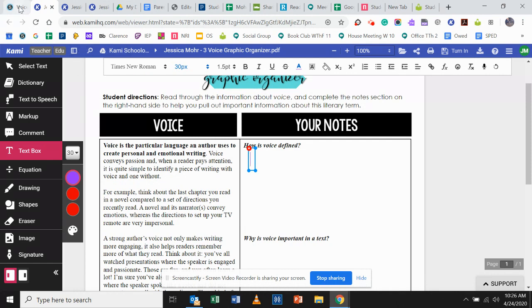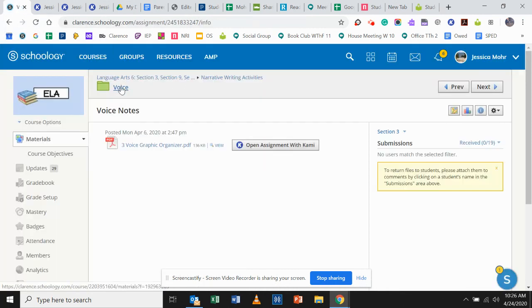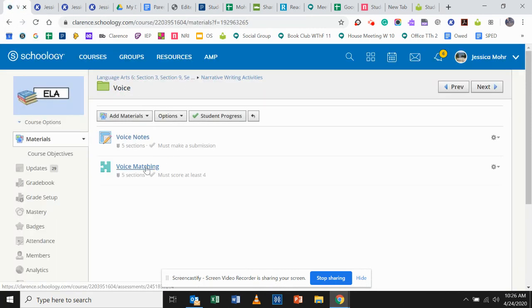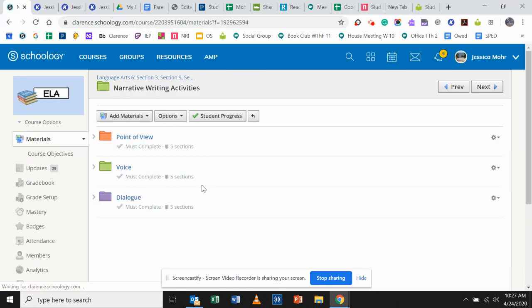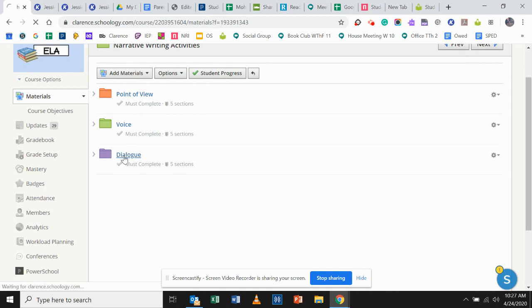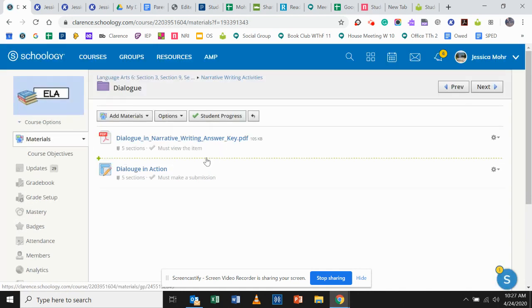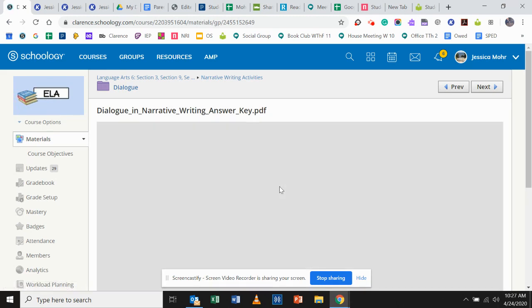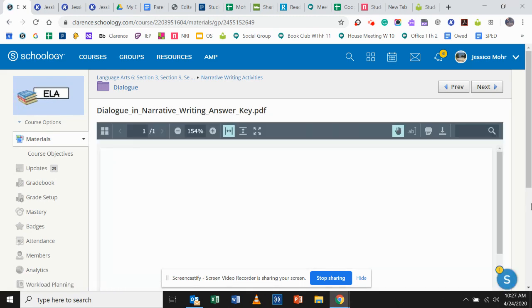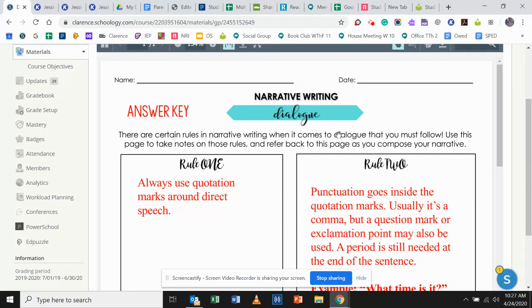So after you're done with the voice notes, you go back to the voice folder. And again, there's a quick matching activity for you to do. Notice that it says you must score at least 4. When you're done with the voice folder, go back to your narrative writing activities, click on the dialog box, and oh look, there's some information here for you about adding dialogue to your writing.